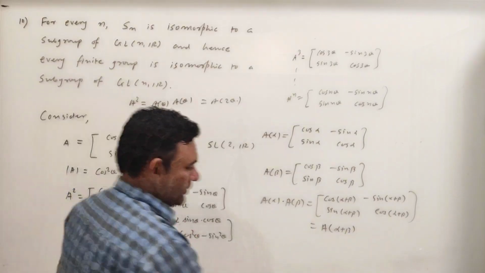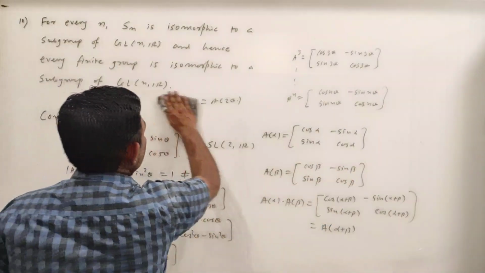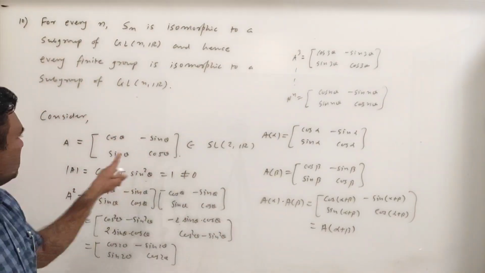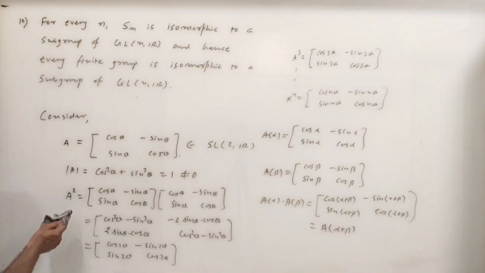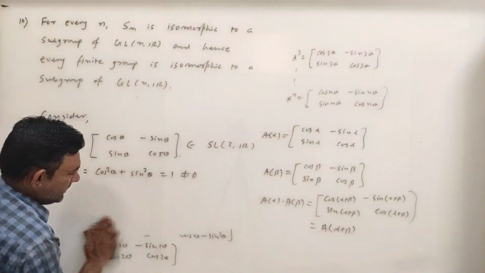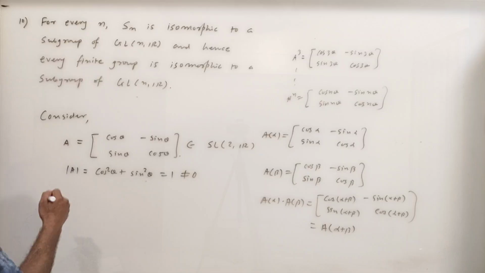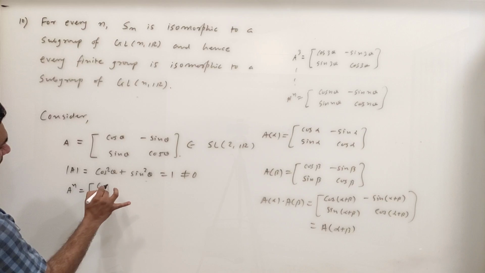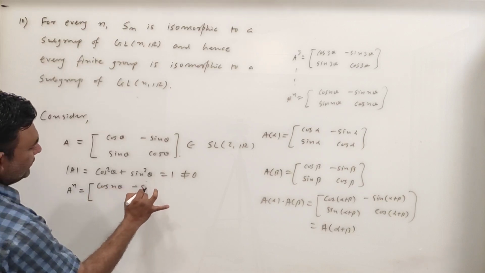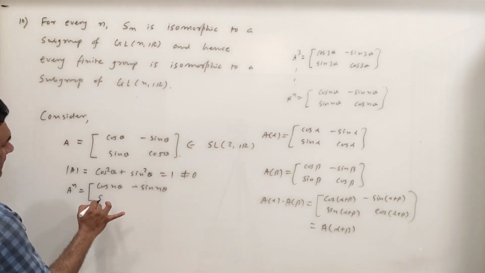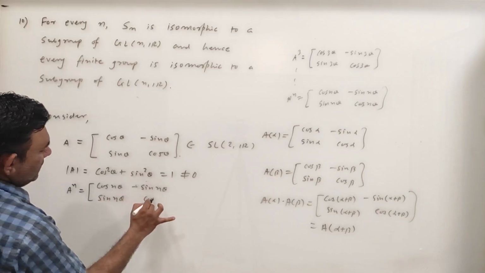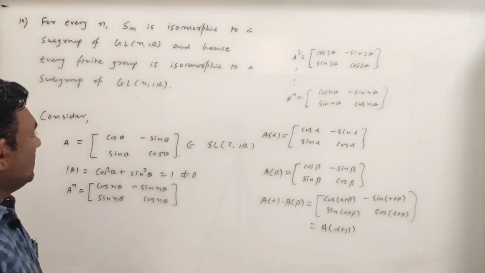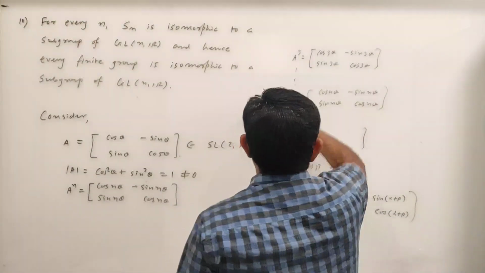So in short, if I summarize all this discussion, then determinant of A is 1, which is non-zero, so it will be an element of SL2R. And in general, let me remove all this. A raised to n is what? It is cos n theta, negative sine n theta, sine n theta and cos n theta. So this is one thing, right? Okay.